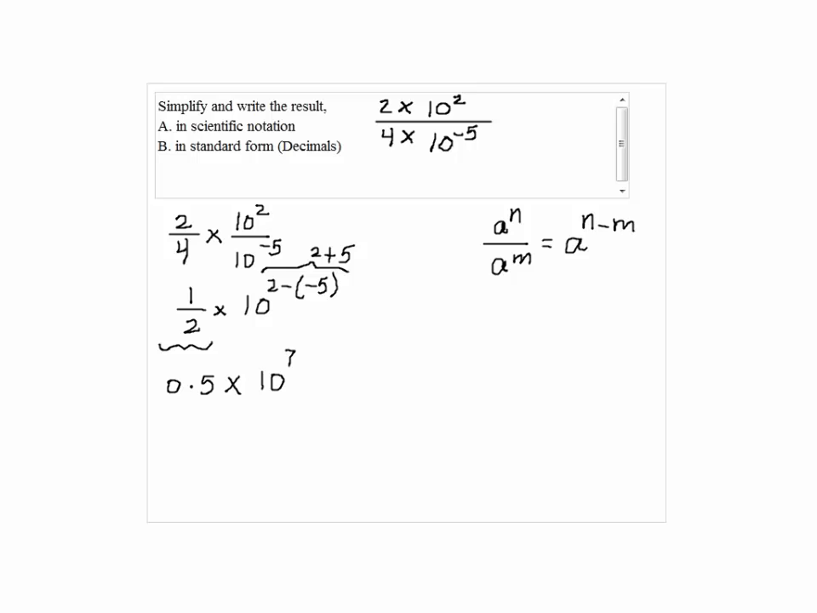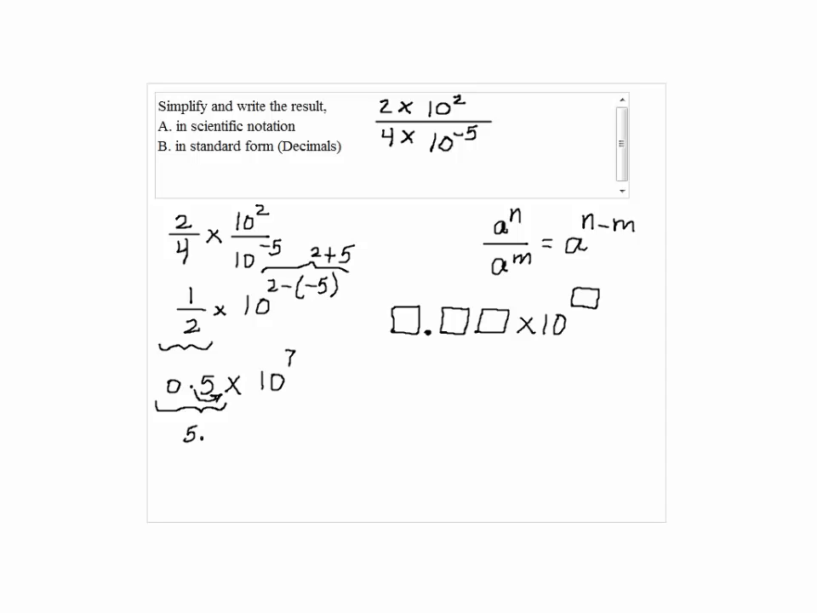Now, is this a scientific notation? The scientific notation should look like a digit and a decimal point, and after that we can have as many digits as we want, times 10 to the power of some number, either plus or minus. Obviously, this is not in that form because the decimal point must be right in front of 5 to have this format. So to make 0.5 a scientific notation, we have to move the decimal point one digit to the right.